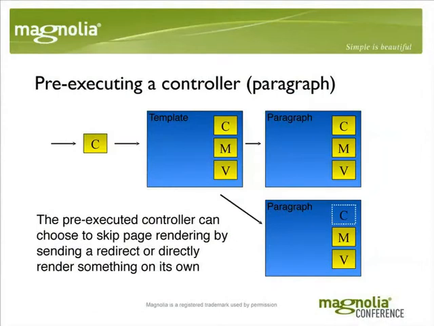The way Blossom solves this is by pre-executing the controller. And this is for paragraphs. So what it does is that it moves the controller for a specific paragraph up ahead, so it's executed before the template, very early in the Magnolia filter chain. This means that the pre-executed controller can decide to issue a redirect, or just to render something completely different than the page.